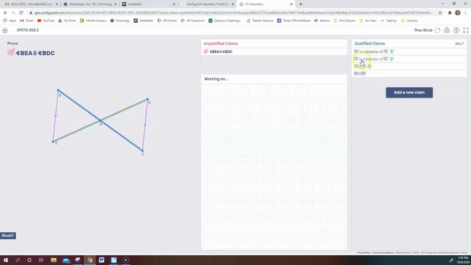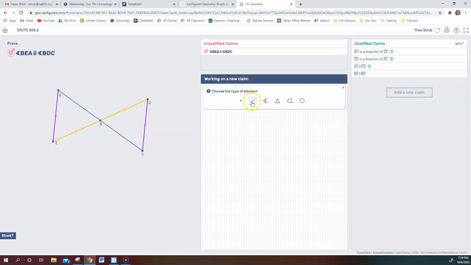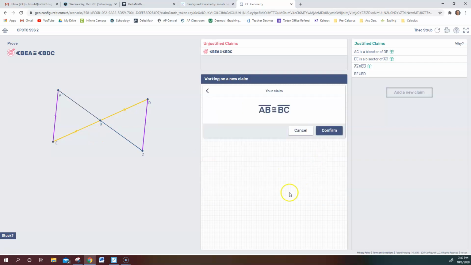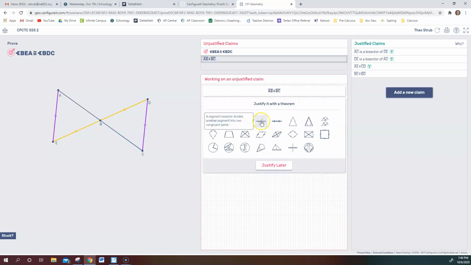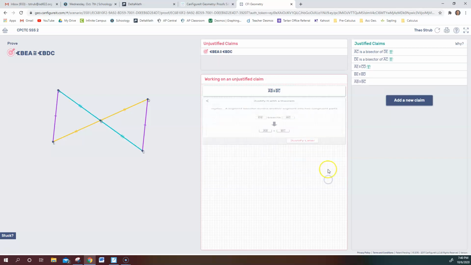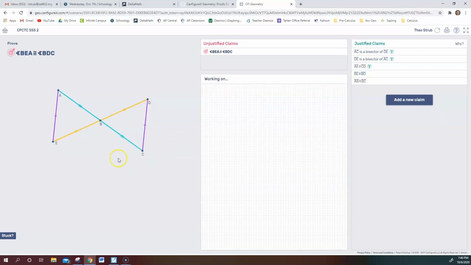So then the last piece, I'm going to use the second given, and I'm going to say, because DE is a bisector of AC, I still have congruent segments. And this time, AB is congruent to BC. My reason is definition of bisector again. Segment bisects another one into two congruent parts. And then you have to pick the correct given. DE bisects AC. Click submit.